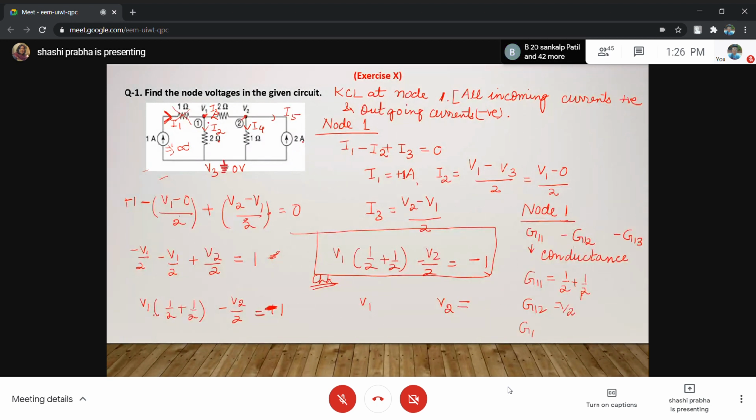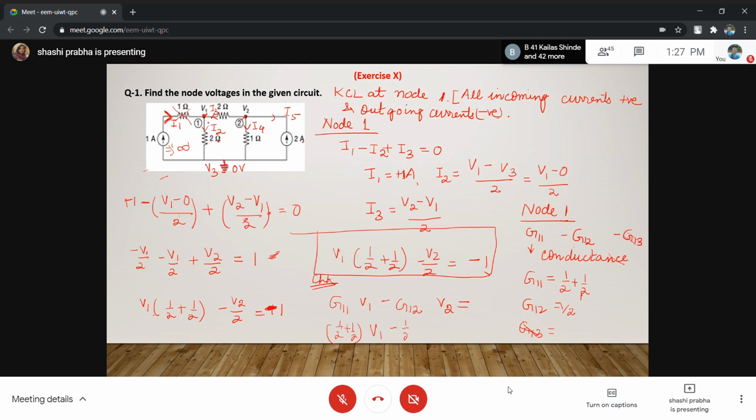What is G13, between 1 and 3? Do you find anything connected between node 1 and node 3? There is no node 3 in this, so our G13 will not come. Only 2 nodes come. Fine. So what is this equation? Here G11 will come and here we'll have G12. So what is G11? 1 upon 2 plus 1 upon 2. V1 minus, what is G12?